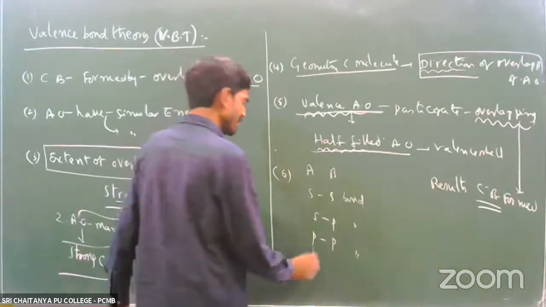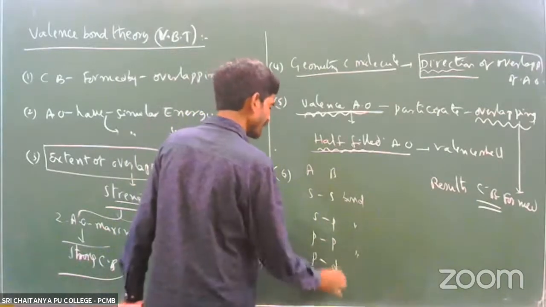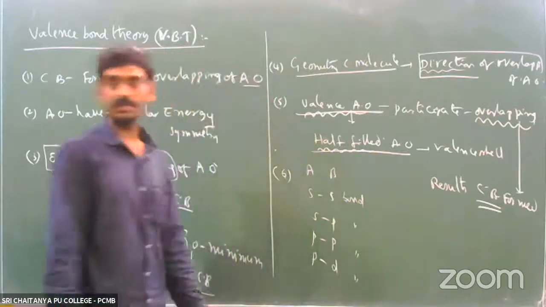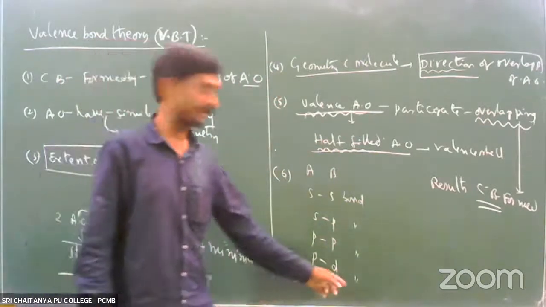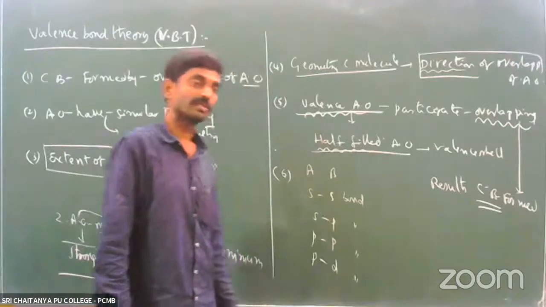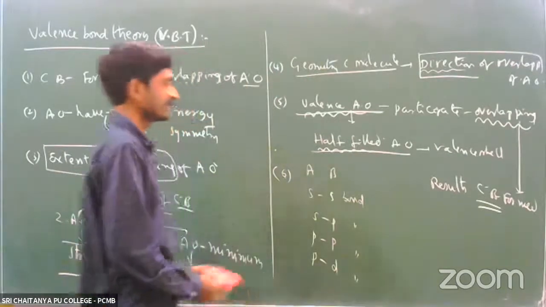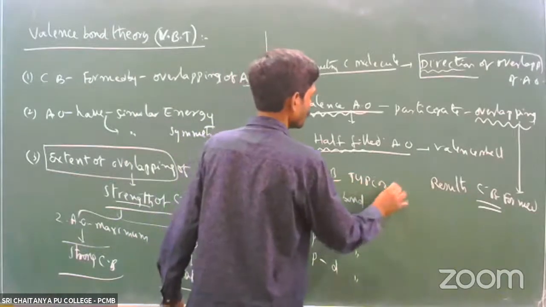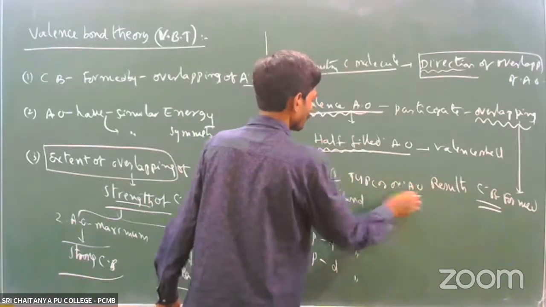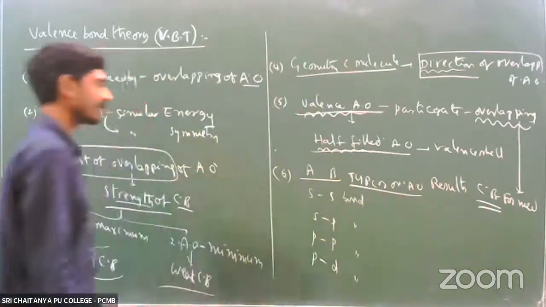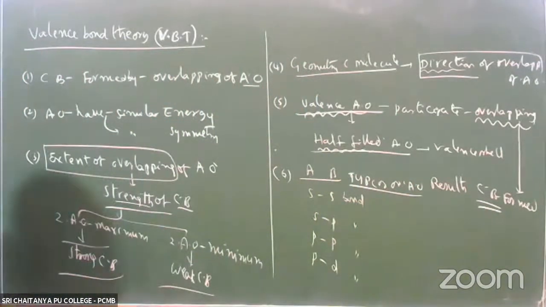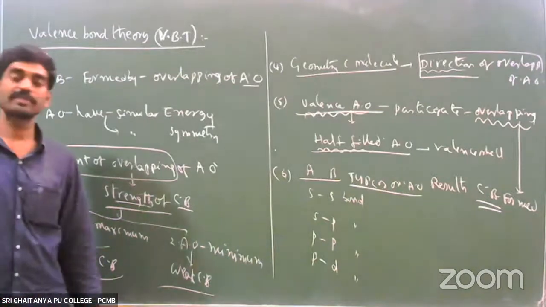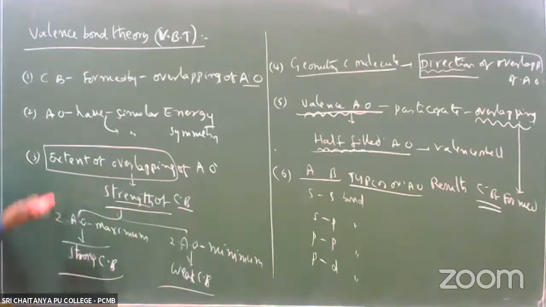If the p atomic orbital of one atom and the d atomic orbital of another atom, both having half-filled electrons, get overlapped, then they form a p-d bond. So that means overlapping is of different types. The types of overlapping of atomic orbitals are: s-s overlapping gives an s-s bond, s-p overlapping gives an s-p bond, p-p overlapping gives a p-p bond, or p-d overlapping gives a p-d bond. Right. Next one.